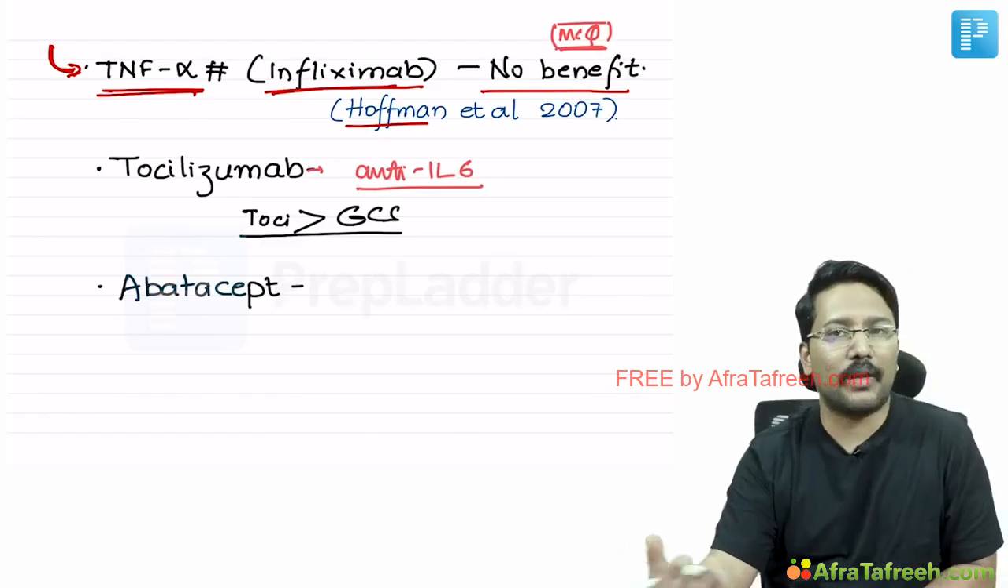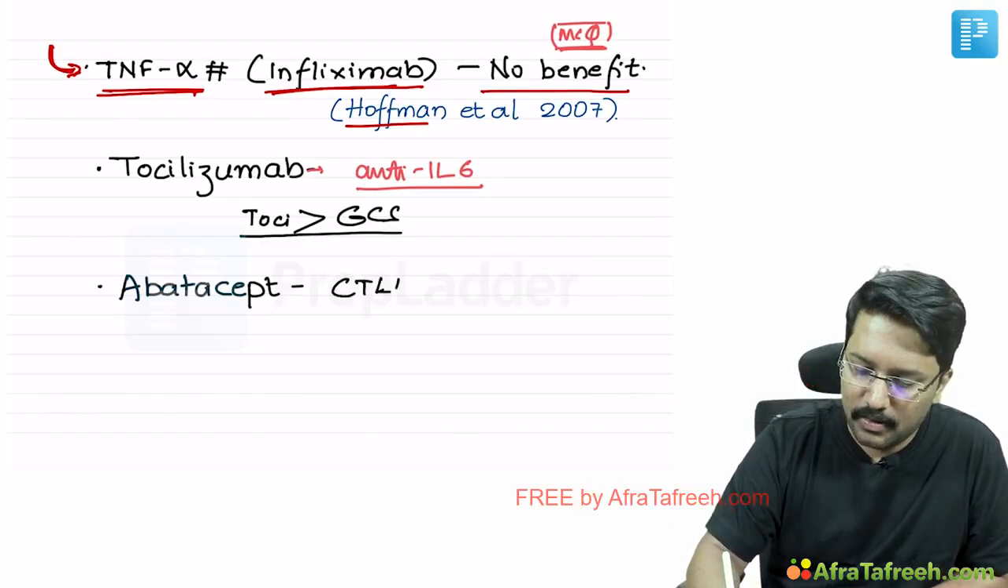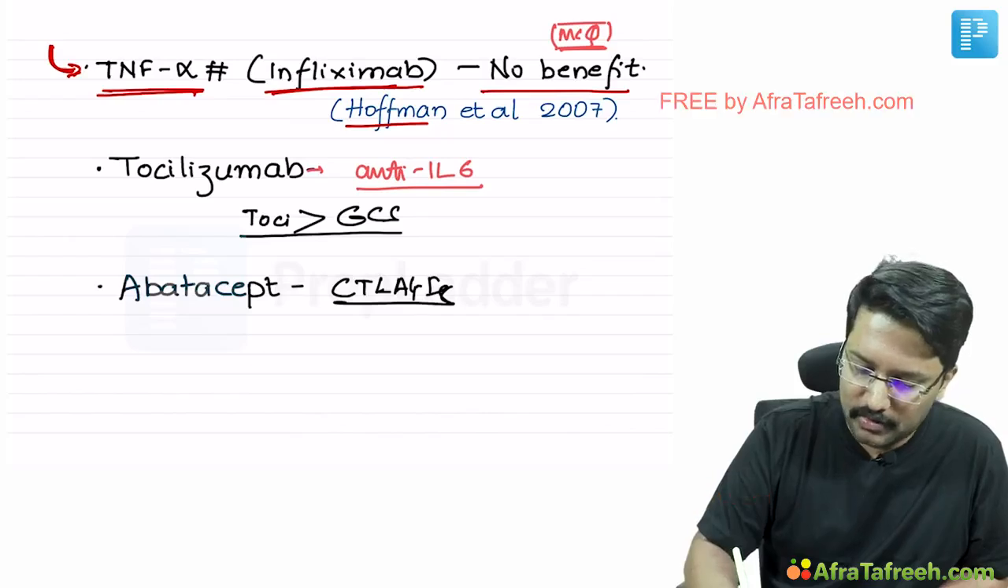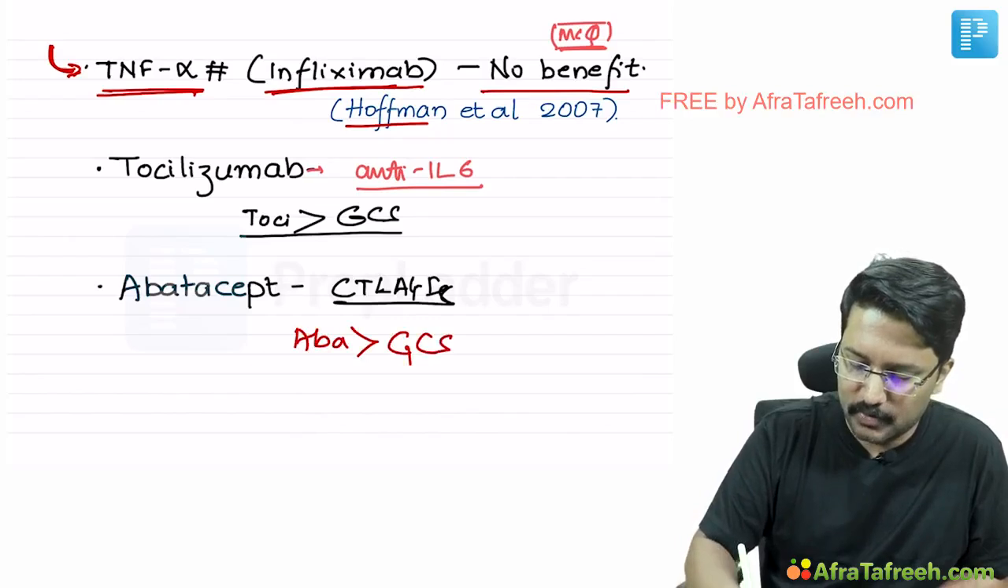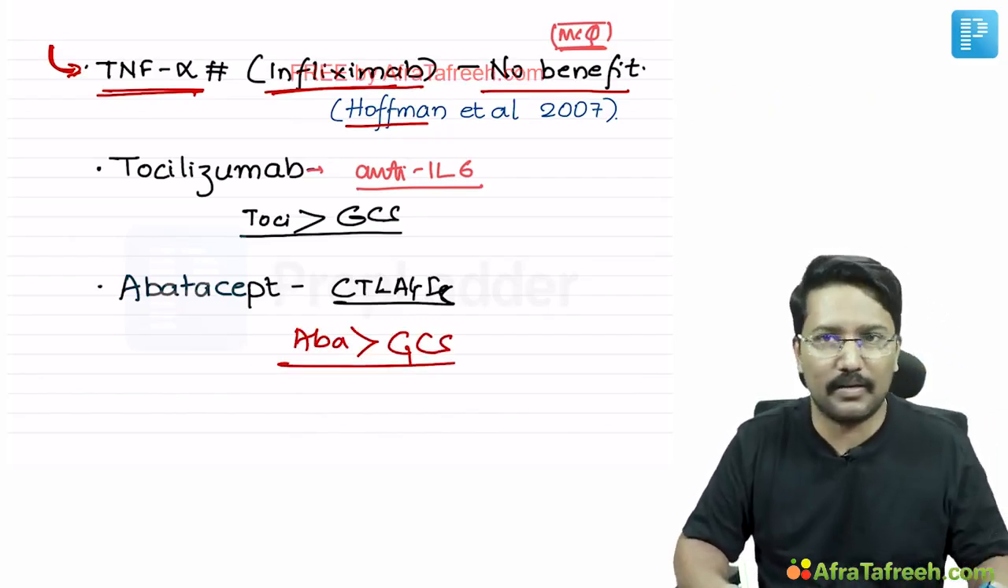The story is similar for another drug called abatacept, which we know is a CTLA4 immunoglobulin, right? CTLA4 Ig drug. This drug is also superior. So abatacept is also superior to glucocorticoids when it comes to the management. So these can be used as the reserve drugs when glucocorticoids fail, right?